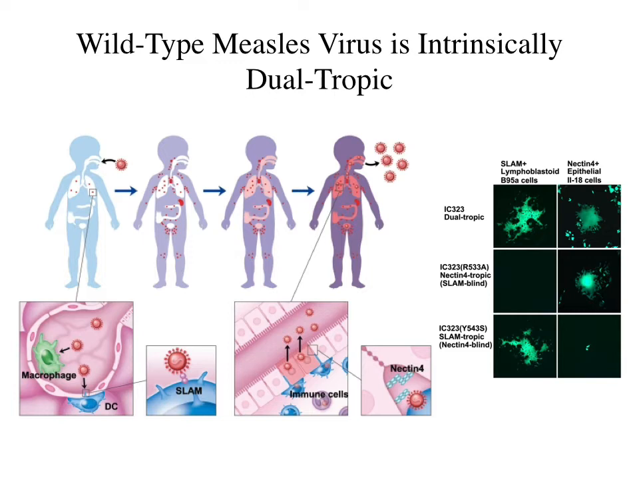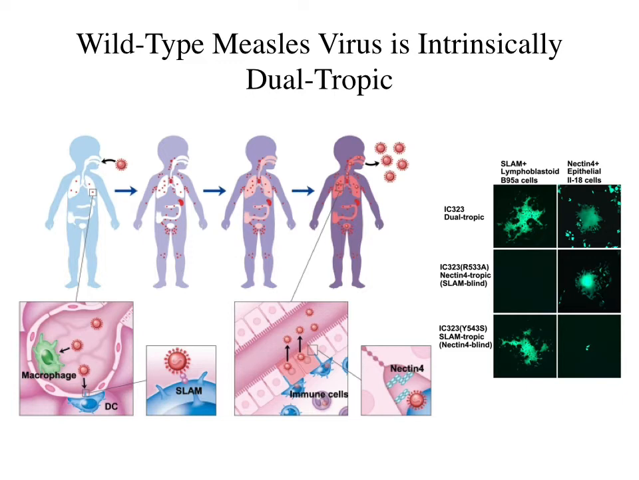Measles virus has an intrinsic ability to enter both immune and epithelial cells using different receptor binding sites. As I explained in the previous slide, measles virus initiates its infection via SLAM-mediated entry into alveolar macrophages. After initial replication in regional lymph nodes, the virus enters the bloodstream and subsequently spreads to all lymphoid organs, such as the spleen, thymus, appendix, the tonsils, and lymph nodes throughout the body.